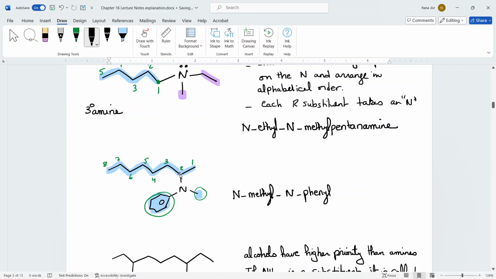So on carbon number 2, this is going to be my amine, and my longest carbon chain is octane. So that is going to be 2-octane. Drop the E and put the word amine at the end. So it's going to be 2-octanamine.